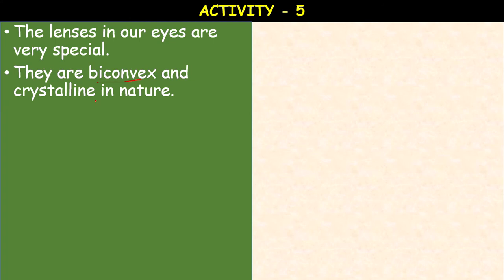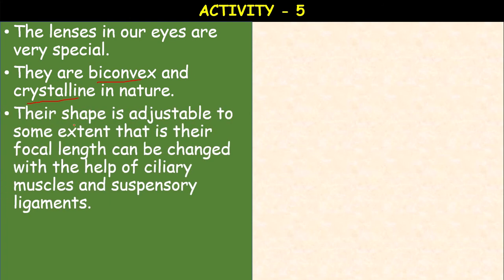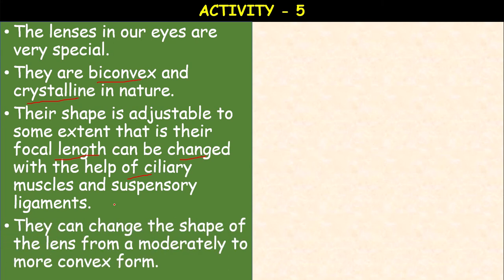Now, the lenses in our eyes are very special. They are biconvex and crystalline in nature. Their shape is adjustable to some extent, that is, their focal length can be changed with the help of the ciliary muscles and suspensory ligaments. The ciliary muscles and suspensory ligaments help hold the lens in position. They can change the shape of the lens from moderately convex to more convex. Actually, it is biconvex.